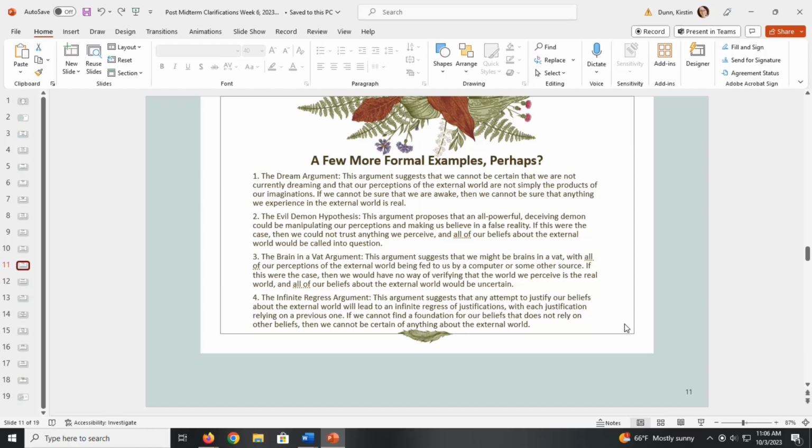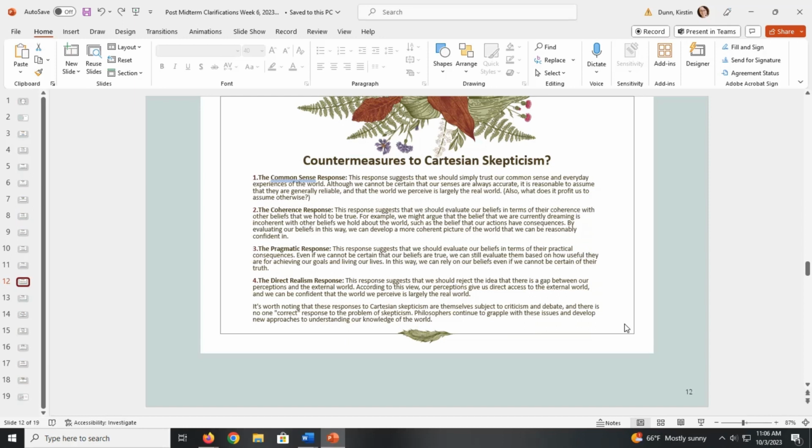Finally, the infinite regress argument. This argument suggests that any attempt to justify our beliefs about the external world will lead to an infinite regress of justifications, with each justification relying on a previous one. If we cannot find a foundation for our beliefs that does not rely on other beliefs, then we cannot be certain that anything is real in the external world.